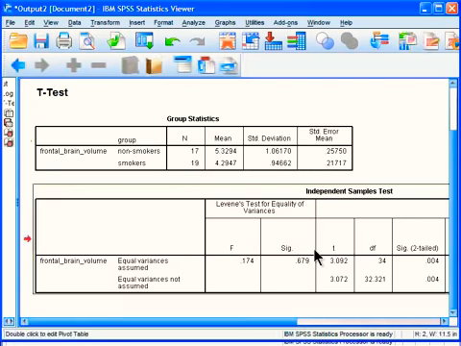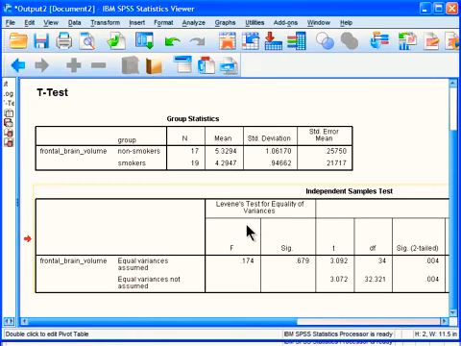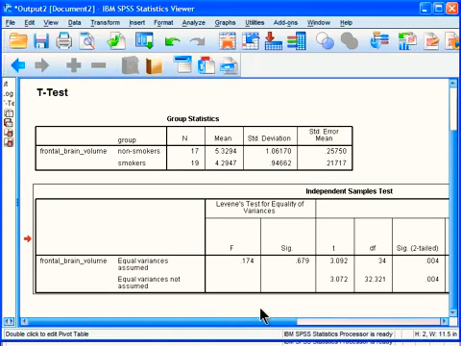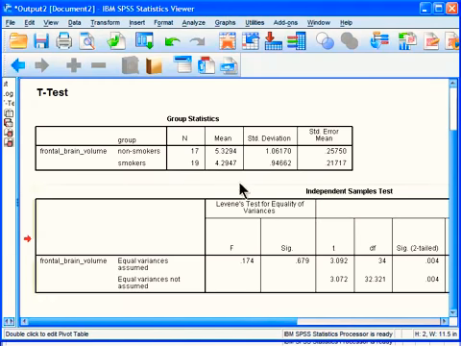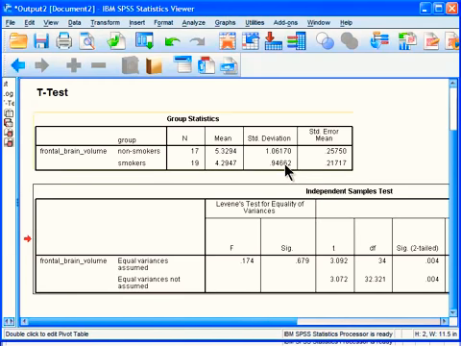The next table that SPSS produces is the actual results of the t-test, but the first thing that it produces in this table is Levene's test of equality of variances. This is testing the homogeneity of variance assumption. The independent groups t-test assumes that the variance, or expressed as a standard deviation, is the same in both samples.